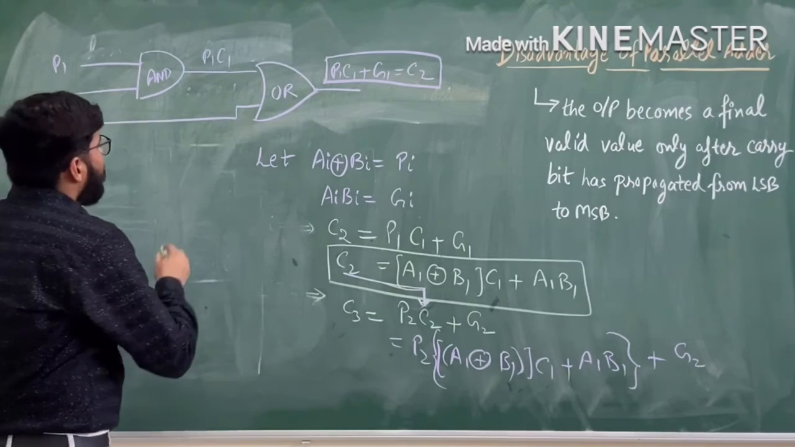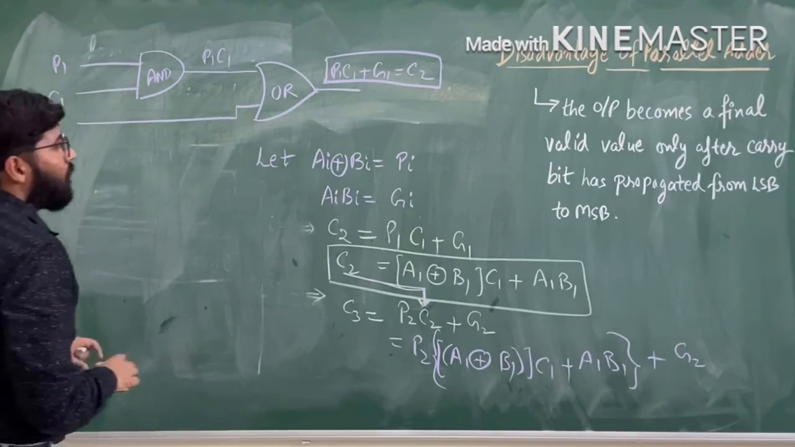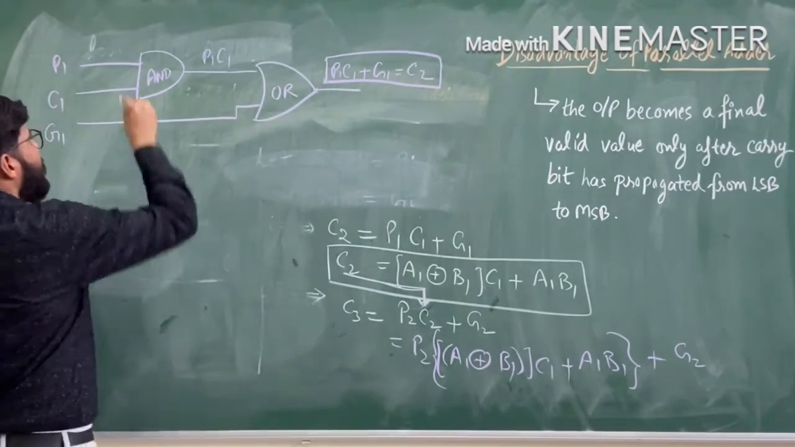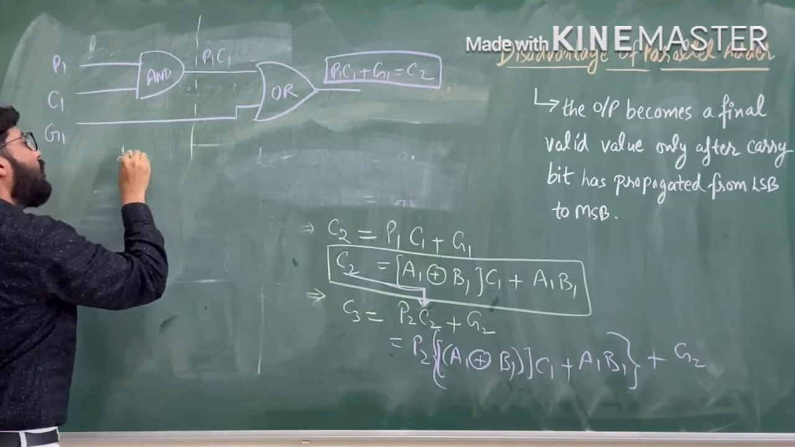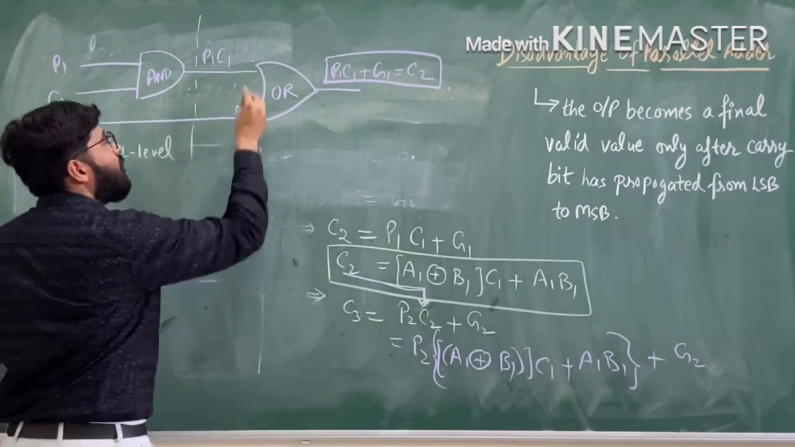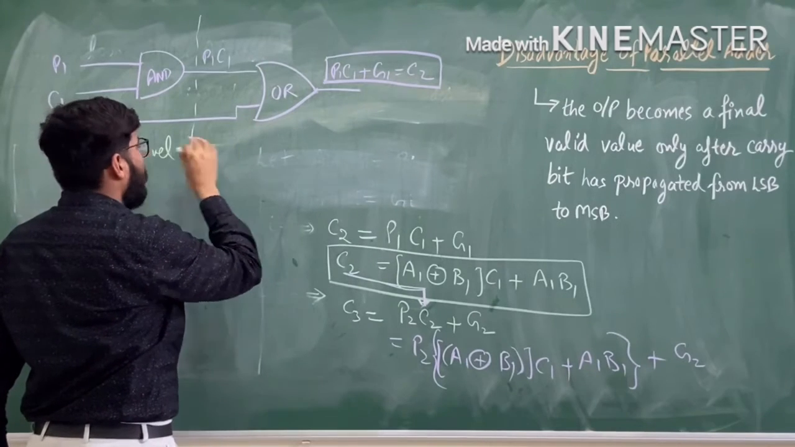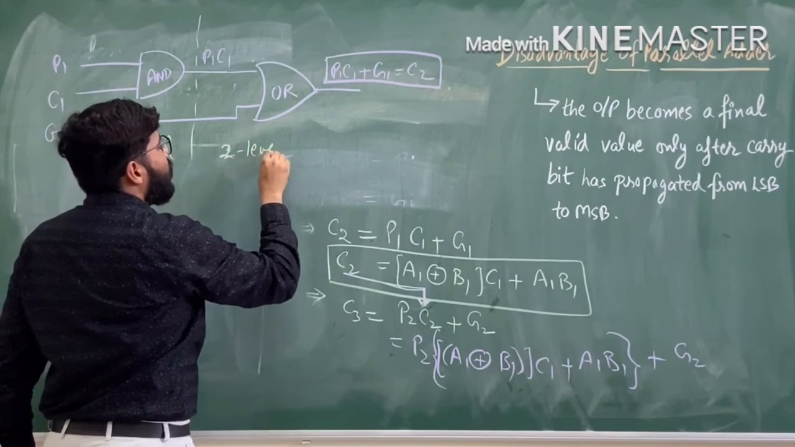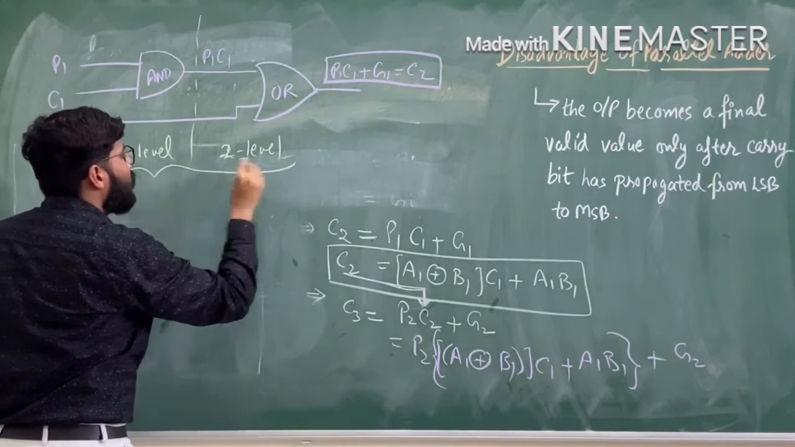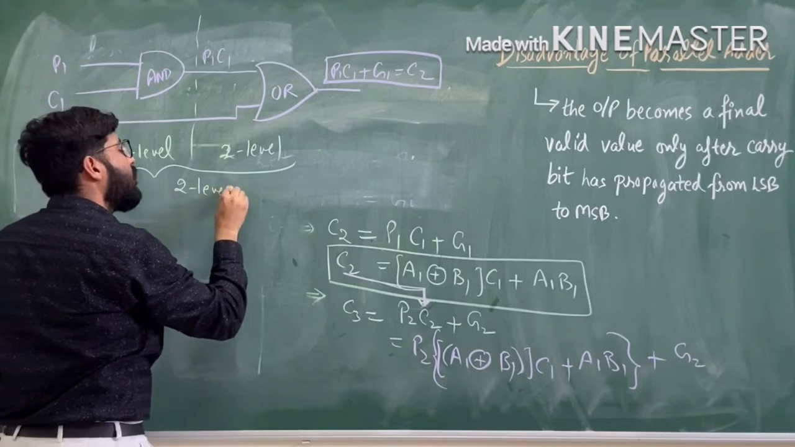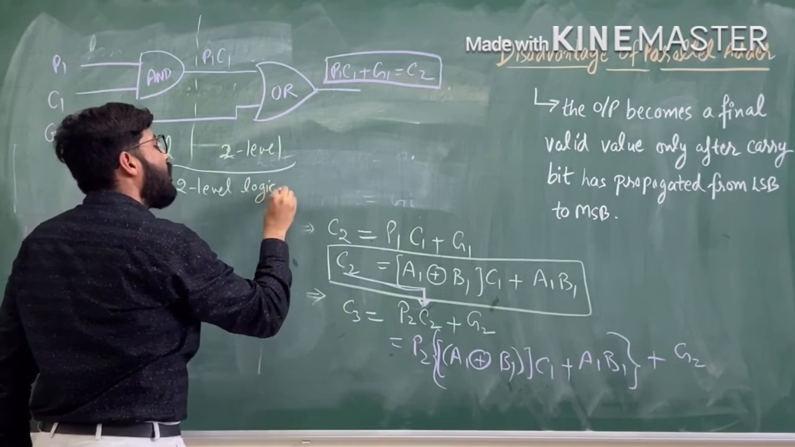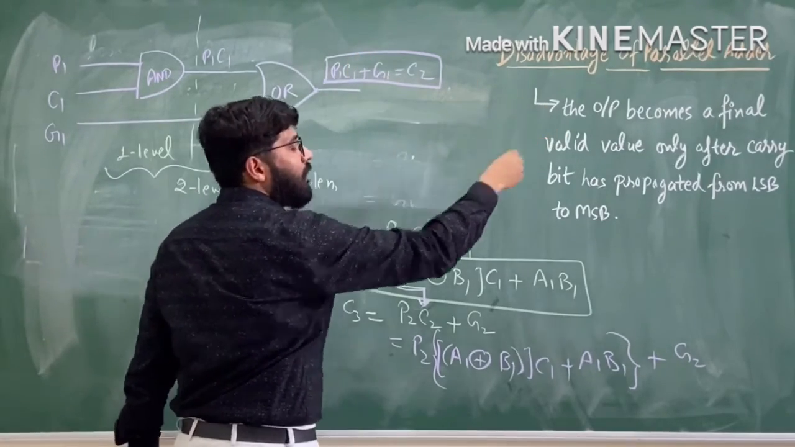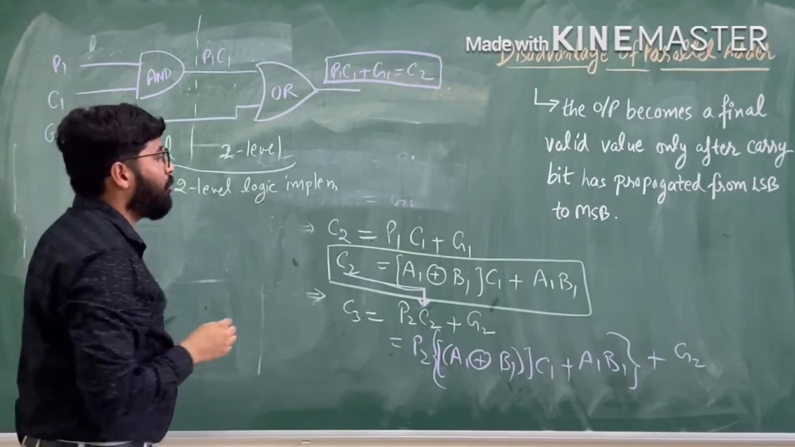Another thing is that this is a two-level implementation. Two-level implementation means this is one level of logic circuit, and this is another level of logic circuit. So 1 plus 1 becomes two: this is one level, this is the second level. So in total it becomes a two-level logic implementation. If there is another logic circuit, then you can say it is a three-level logic implementation.